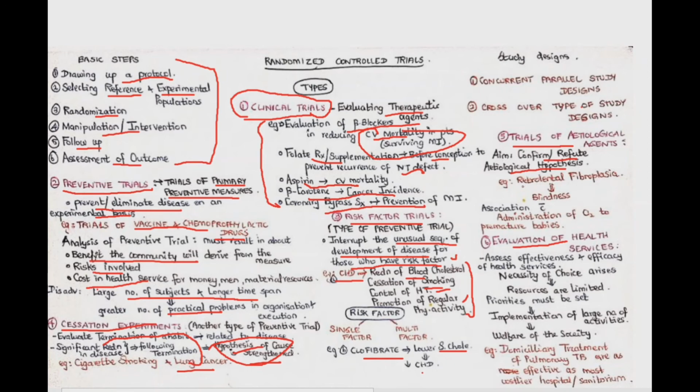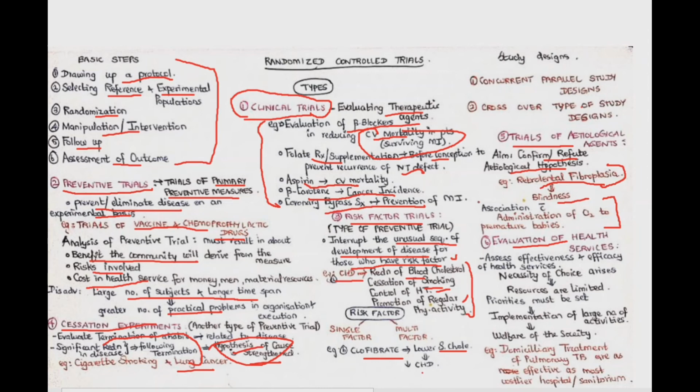So for example here, retrolental fibroplasia. Retrolental fibroplasia causes blindness in the newborn. This study was made because many newborns got blindness and died because of this retrolental fibroplasia. So they made experiments and trials.